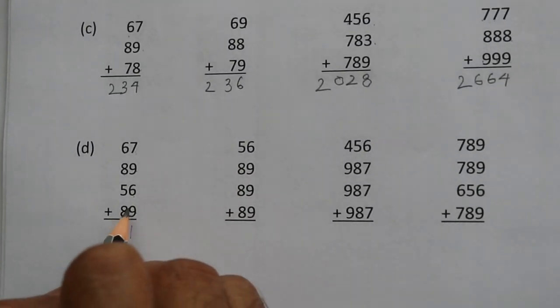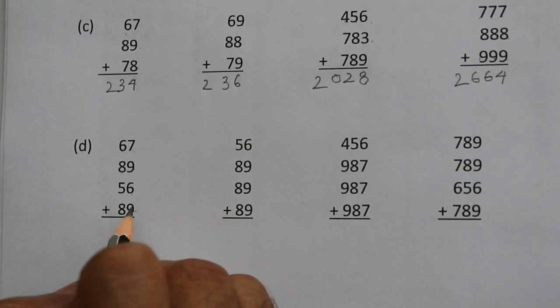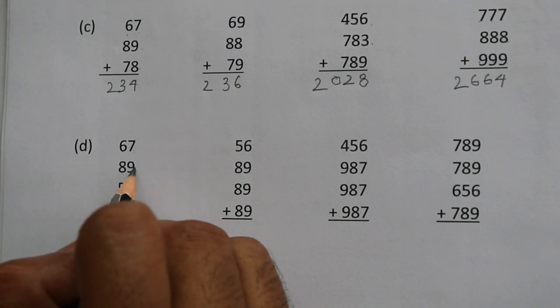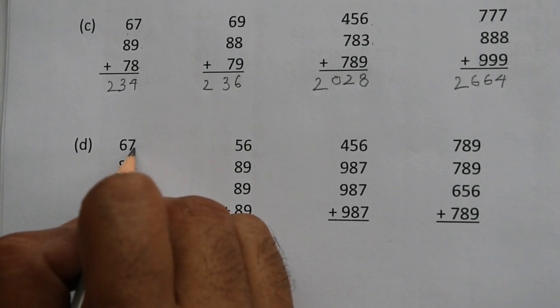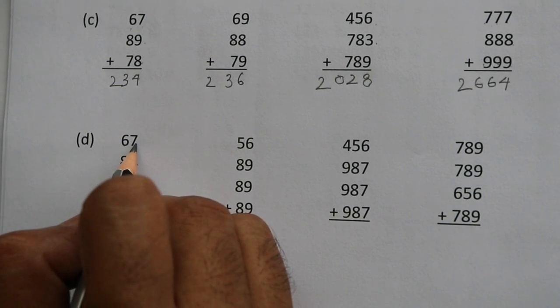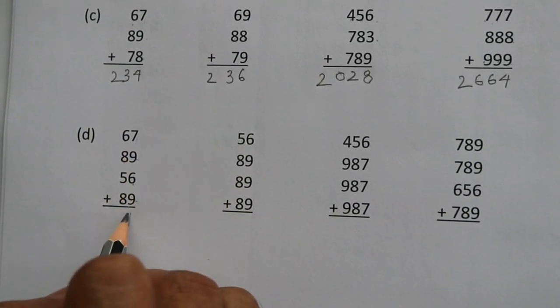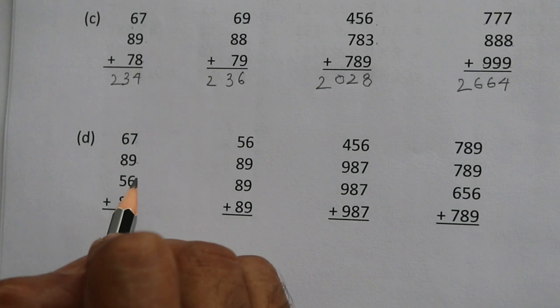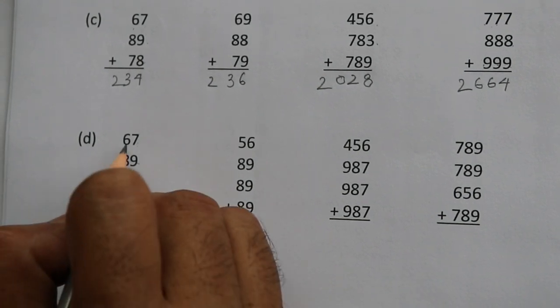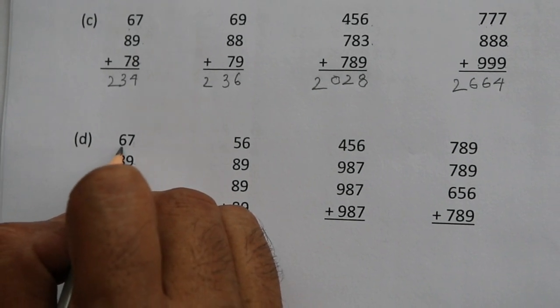Plus 9 minus 1. Plus 9 minus 1. Plus 7 minus 3. Algebraic sum minus 5. 6 minus 5, 1. Carry over 3. 6 plus 3, 9. Plus 9 minus 1.